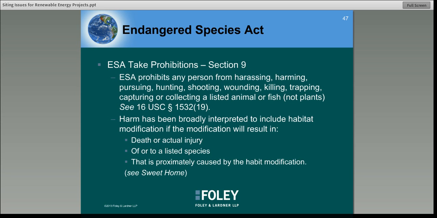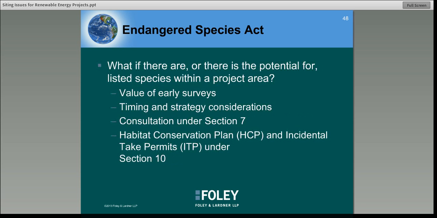So the crux of the Endangered Species Act is its take prohibition. Under the Endangered Species Act, any person is prevented from harassing, harming, pursuing, hunting, shooting, wounding, killing, trapping, capturing, or collecting a listed animal or fish. Now note that the take prohibition does not apply to plants. And then harm has been broadly interpreted to include habitat modification in certain circumstances. So if it's proven that the habitat modification will actually result in the death or actual injury of a listed species, and that the habitat modification is going to be the proximate cause.